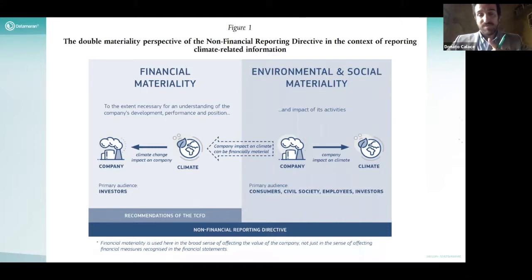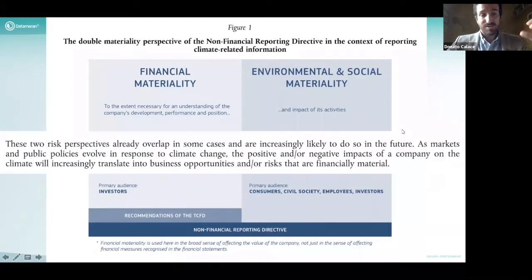But one thing that is very important is that the two dimensions of materiality are not separate, are not parallel, but actually they are very much interlinked. And the text of the non-binding guidelines specifies these elements, clarifying that these two risk perspectives already overlap and are increasingly likely to do so in the future. The positive and negative impacts of a company on climate, for example, as a topic, will increasingly translate into business opportunities and or risks that are financially material.